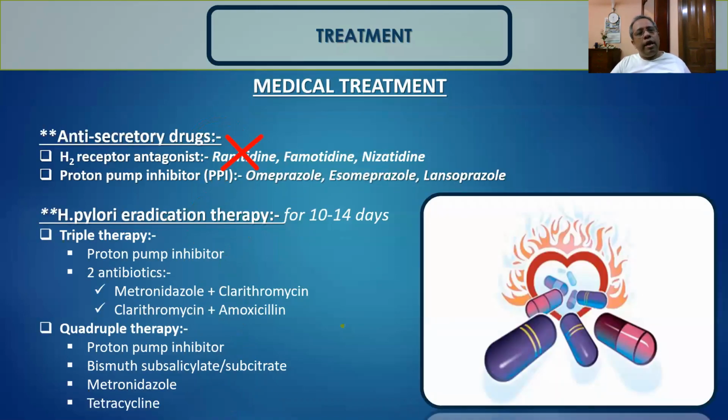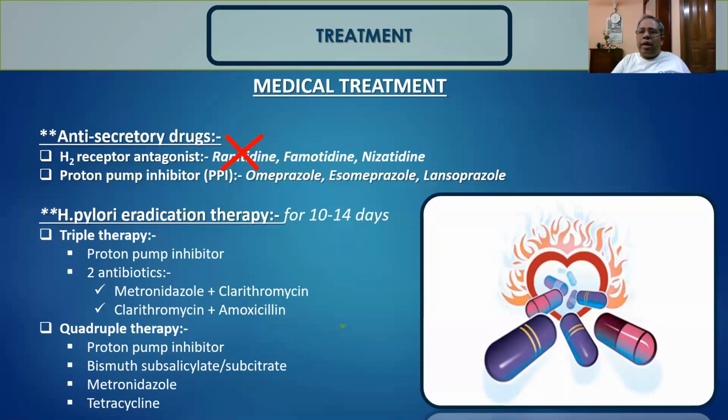Medical treatment. Anti-secretory drugs are prescribed. We routinely practice this with a lot of patients. Here the anti-secretory drugs are, one, H2 receptor blockers, and another, proton pump inhibitors. The H2 receptor antagonists include ranitidine, famotidine, nizatidine. But ranitidine has become obsolete nowadays because it was proven to be carcinogenic. For that reason, ranitidine is obsolete nowadays. Proton pump inhibitors are omeprazole, esomeprazole, lansoprazole, etc.